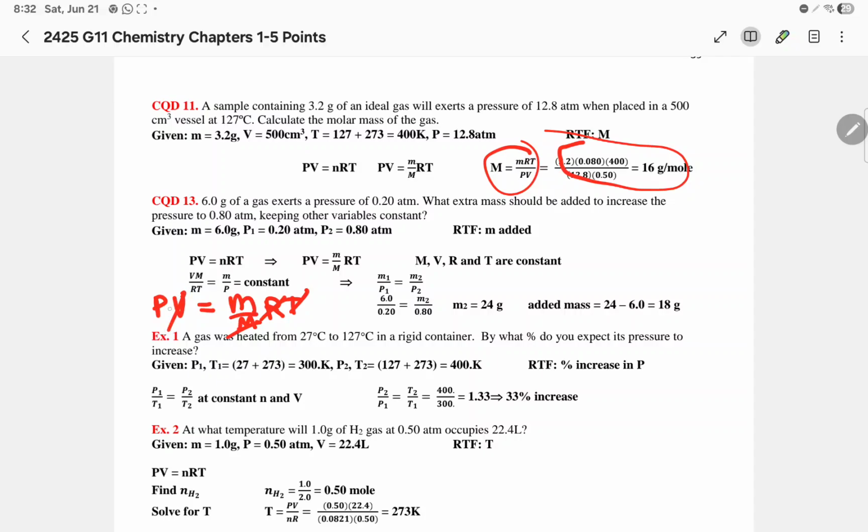So it's M1 over P1 equals M2 over P2. Or the opposite, guys, it doesn't matter. So 6 grams over 0.2 atmosphere equals something grams over 0.8. You're gonna get 24. But they didn't ask for what's the second mass. They asked how many grams do you need to add. So be careful, this is a trick that could get students very easily. 24 grams minus 6 grams to get how much you added. Moving on.